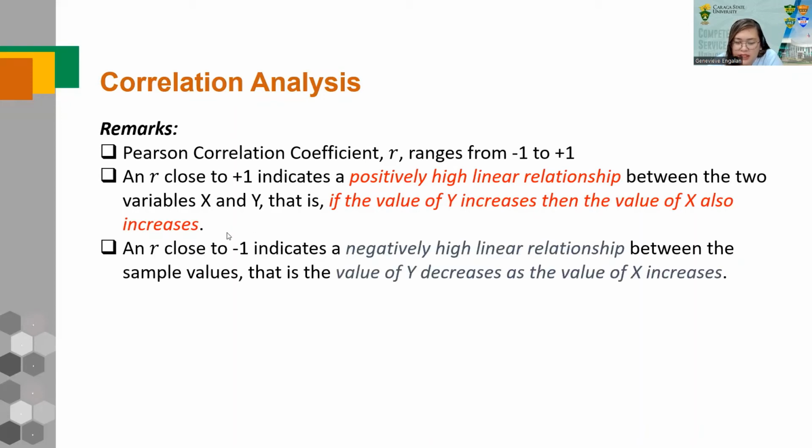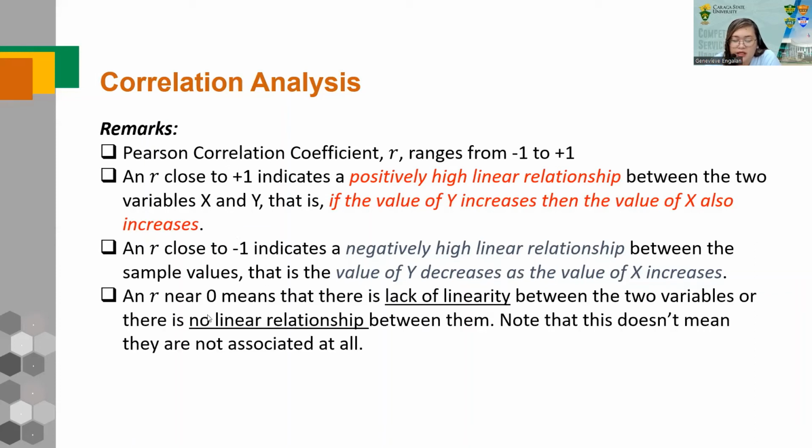So, pag imong R is close to -1, high gihapon iyang linear relationship, pero negative lang. So, pag duol sa -1, example, -0.9 or -0.94, ana. So, this indicates a negatively high linear relationship between the sample values. Unsay kalahian nila? Positive, negative. Ang meaning ana, kung ang y mo-decrease, ang x mag-increase. So, baliktad. Dili sila puros increase, dili sila puros decrease, ang isa increase.